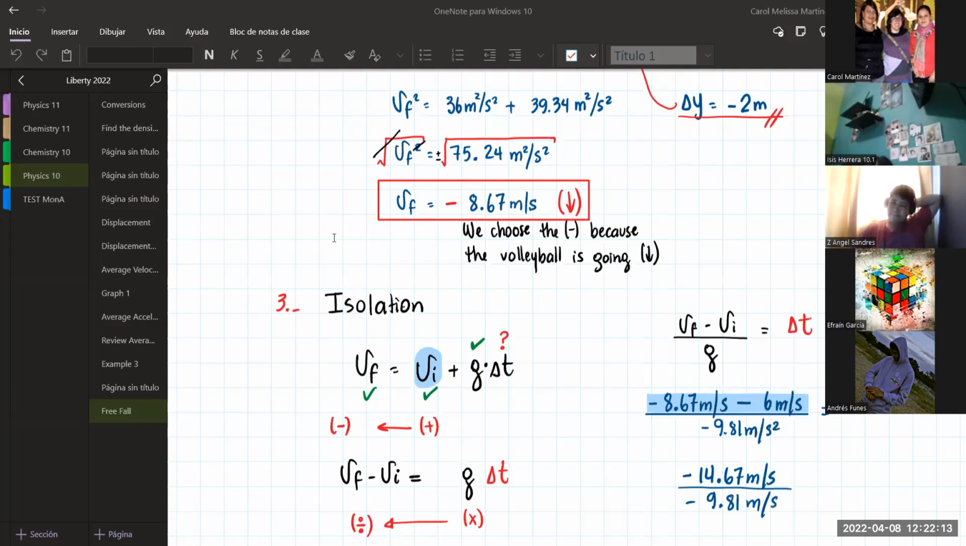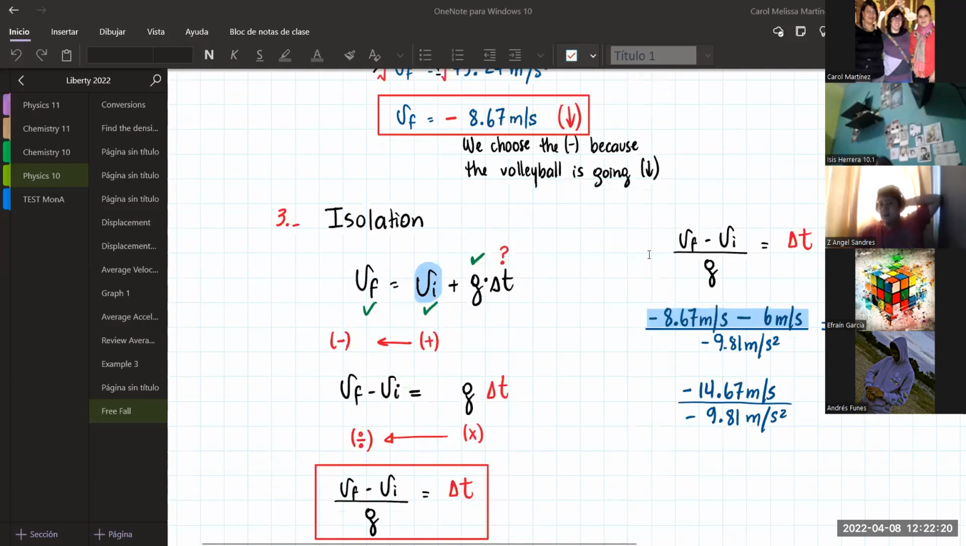Now here you can notice that we can get rid of the negatives. They're going to be canceled. Then meters with meters, they're also going to be canceled out. And seconds with one of the seconds from the bottom are going to be canceled out as well. So how much do we get when we divide 14.67 by 9.81?